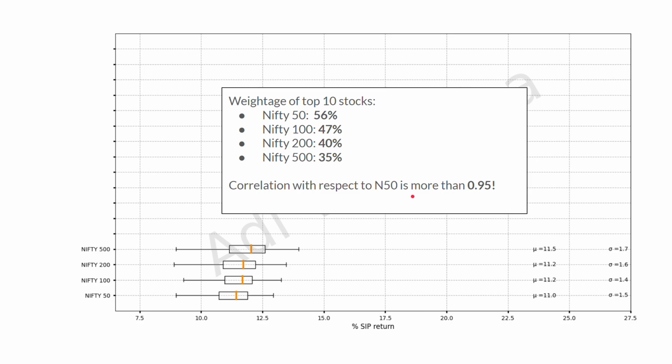So the takeaway is Nifty 50 more or less represents all these four indices. So in case you have the option to choose one index out of these four, you can anyway select Nifty 50 or Nifty 100, because more or less these four will give the same level of average returns at the same level of variation in the returns.